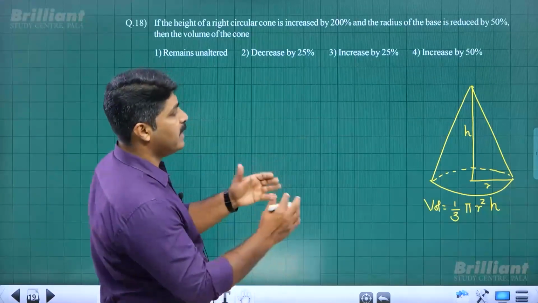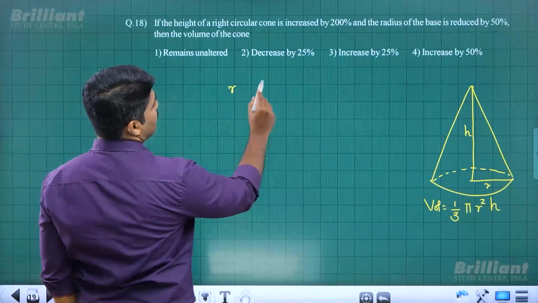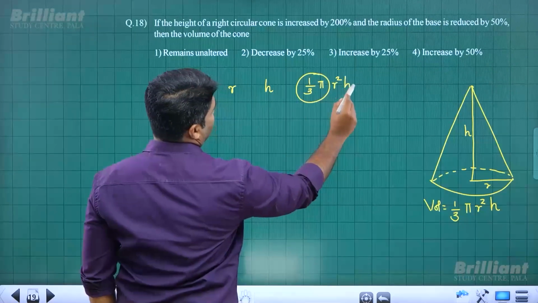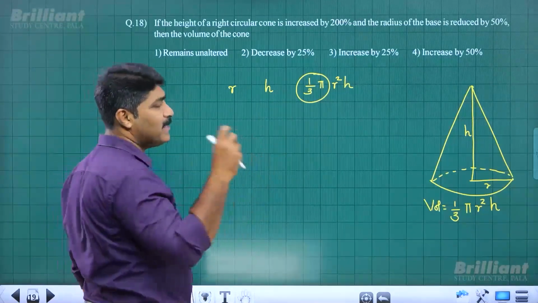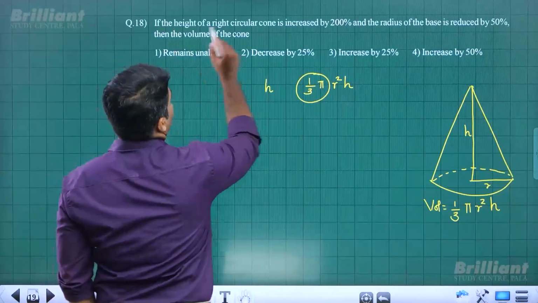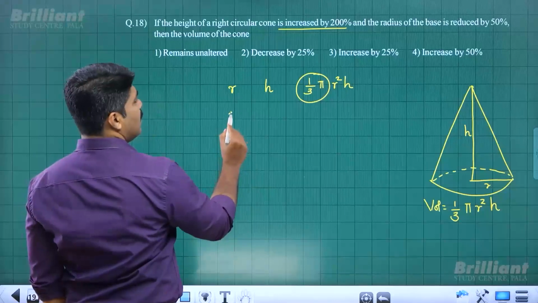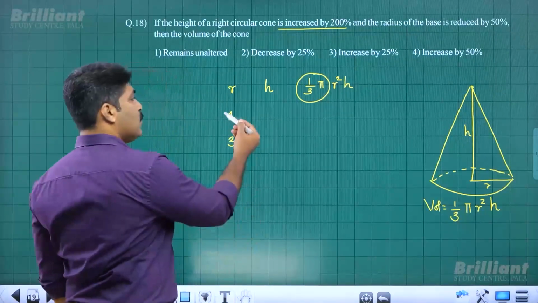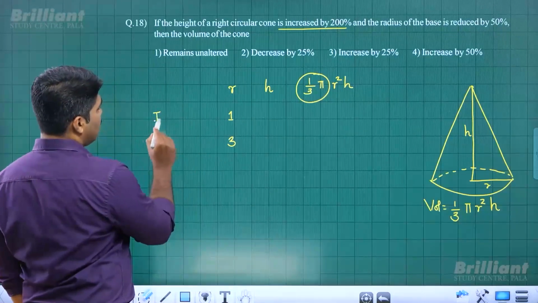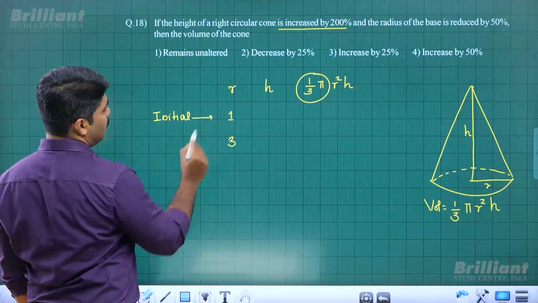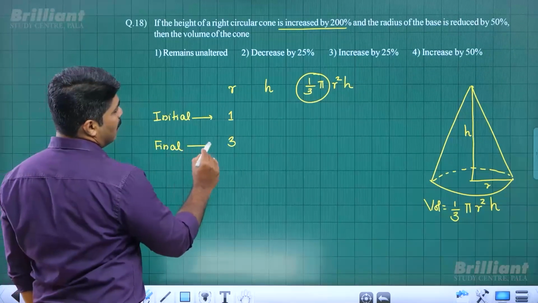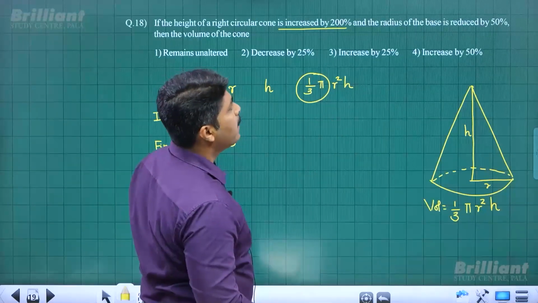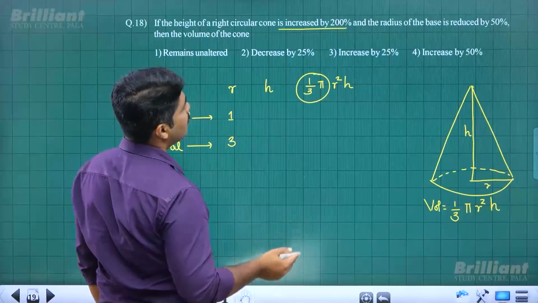So I will teach you the easiest way to reach the conclusion for such types of questions instead of considering exact assumptions. Here you are simply considering radius, height, and then 1 by 3 pi r square h. Only you have to consider this r square h, because 1 by 3 pi is a constant value. It is given that height is increased by 200%. That means initially that is 100. If it is increased by 200%, it becomes 3 times. So that means a 2 times increase here, and it becomes 3 times. This is the initial situation, and this is the final situation. Either you can apply this method, or we can consider the percentage-wise relationship also, but this is quite a convenient one.